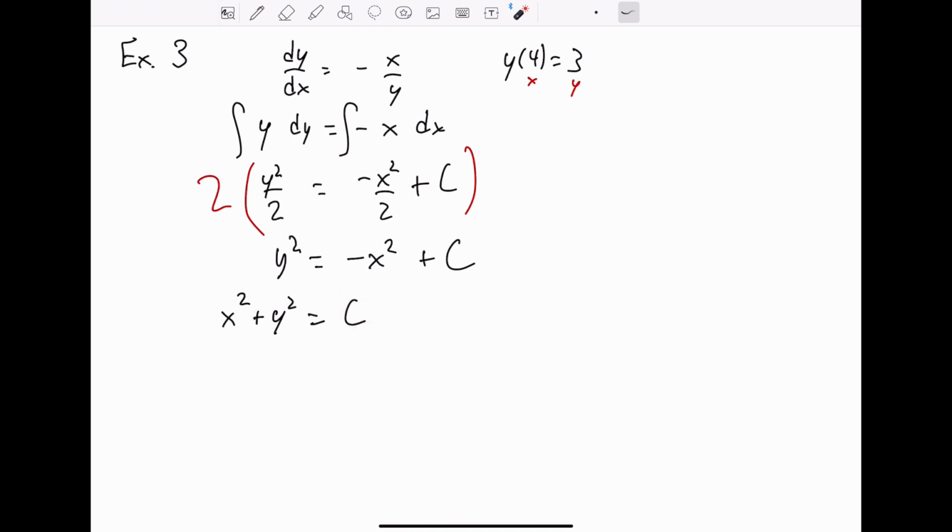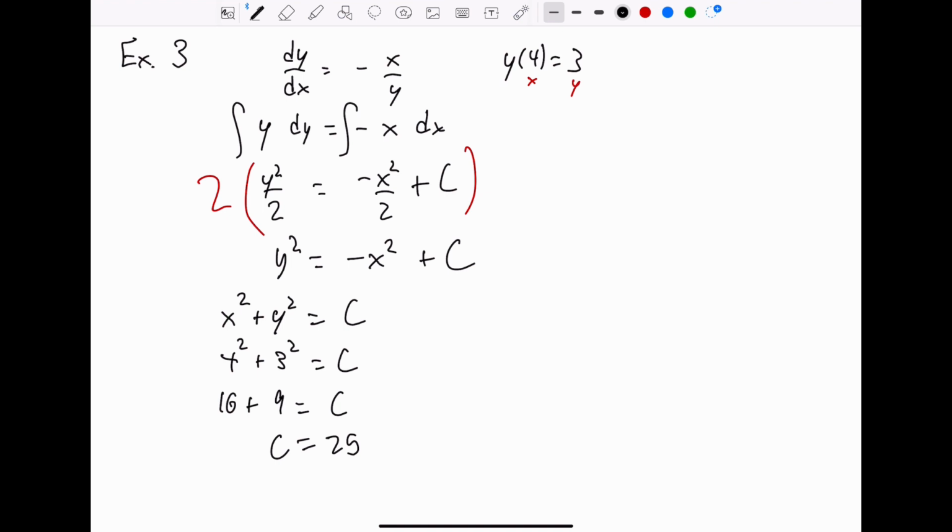So when we solve this initial value problem, the answer that we'll get is the equation for a circle. Let's go ahead and use this initial condition now to find the constant value of c. So we know that when x equals 4, y equals 3. So 4 squared plus 3 squared equals c. And maybe you recognize this as a 3, 4, 5 right triangle. 4 squared is 16, 3 squared is 9. That's equal to c. And 16 plus 9 is 25, so c equals 25.